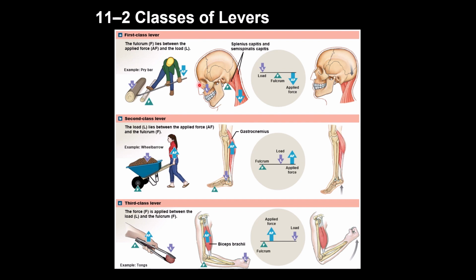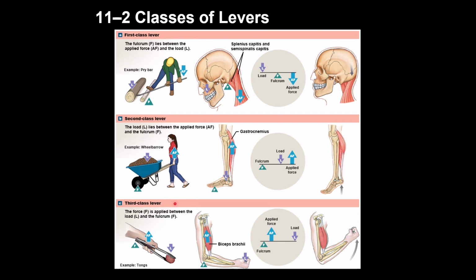An example of that is in the neck area, where when the neck muscles in the back contract, the head is elevated. The second class of levers is where the load is in the middle, the fulcrum is on one side, and the applied force is on the opposite side. An example of that is in the ankle area, where the posterior leg muscles contract, and then there is a movement in the foot area, so the body weight can be elevated against gravity.